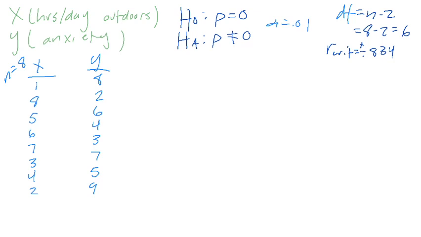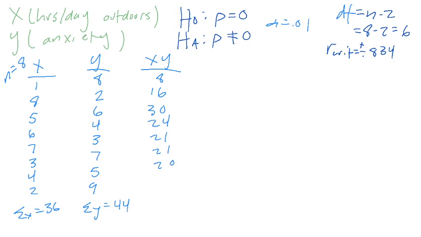Let's go ahead and start calculating here. Let's start by just getting our sum of x and our sum of y. Our sum of x is equal to 36. Our sum of y is equal to 44. All right, so let's go ahead and get x times y. We're multiplying the x and y values together. So we have 8, 16, 30, 24, 21, 21, 20, and 18. All right, if we sum these up, the sum of the x's times y's, we get 158.